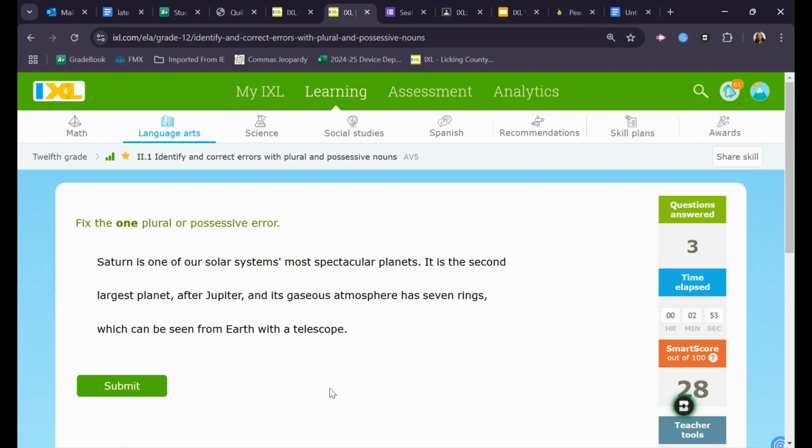Saturn is one of our solar system's most spectacular planets. Looking at the word system here, is it plural? Nope, we have one solar system here, so that needs to be singular. Is it possessive? Yes, the solar system's planets, right? So I have a singular possessive word. So first let's just type it singular, and then we'll just add on the apostrophe S.